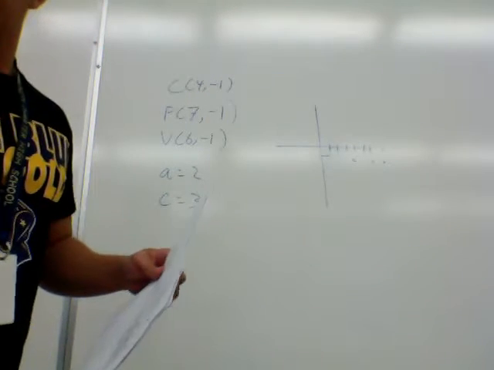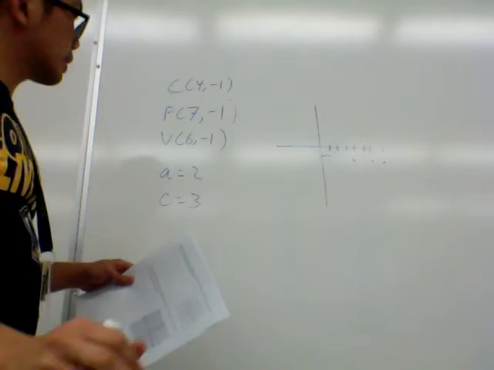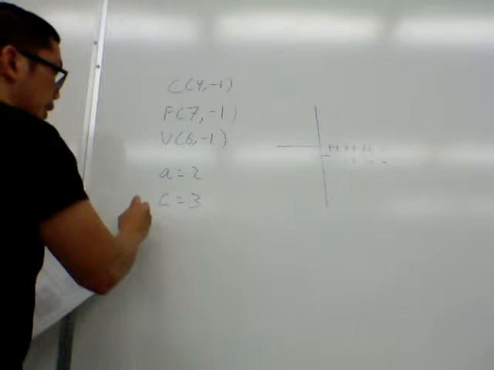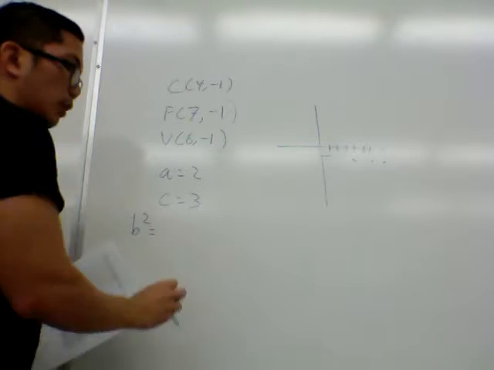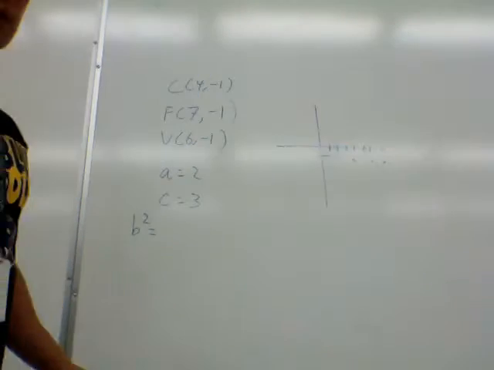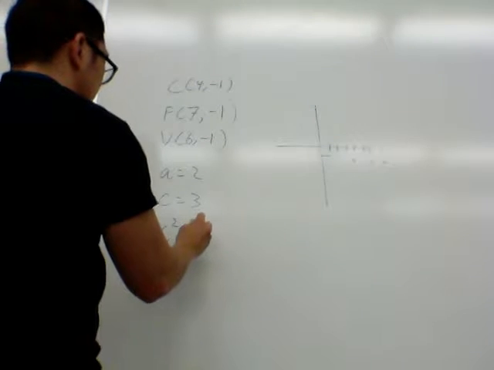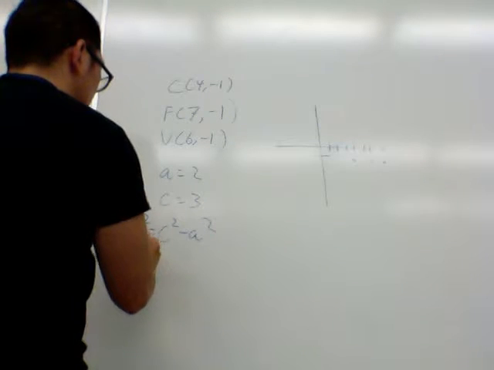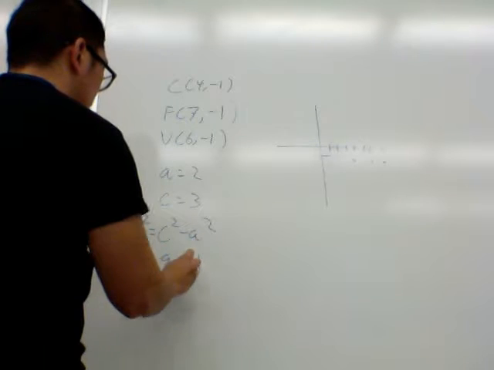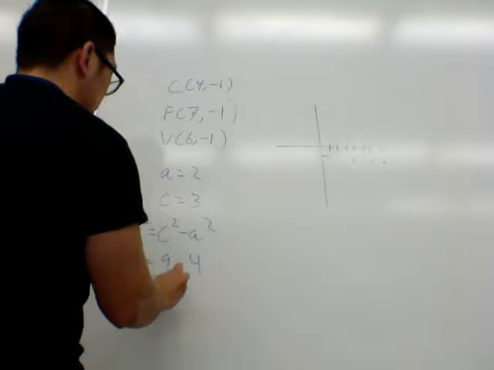Okay. So once again, I'm going to find my B squared. B squared is equal to C squared minus A squared. And so this is equal to 9 minus 4. B squared is equal to 5.